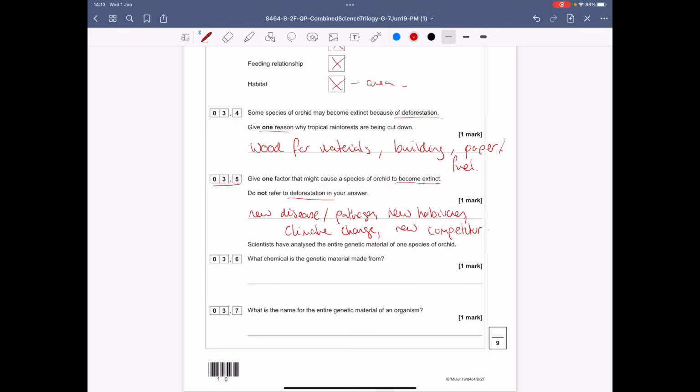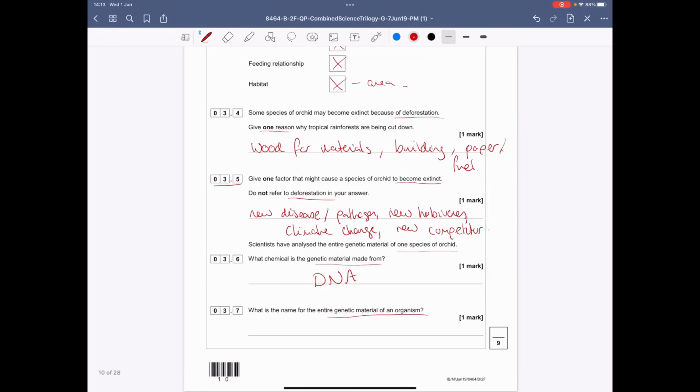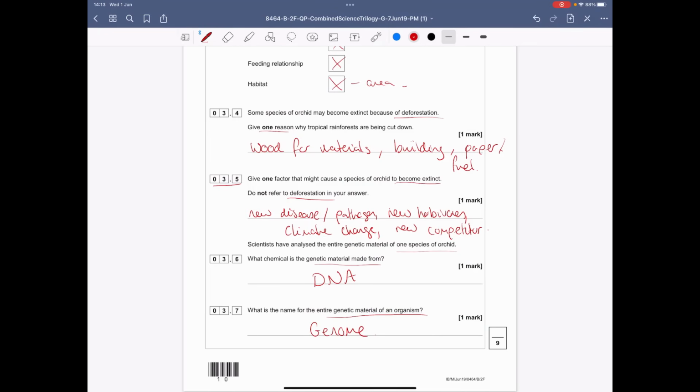Question 3.6 then. Scientists have analysed the entire genetic material of one species of orchid. What is the genetic material made from? Okay, so what actually is genetic material? Well, we should know it is DNA. And then 3.7, what is the name for the entire genetic material of an organism? Well, it is a genome. That is very specific knowledge, but a genome is one copy of an organism's DNA.